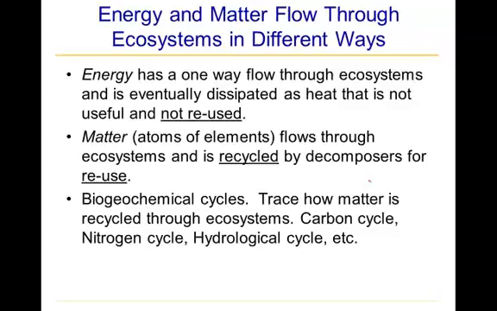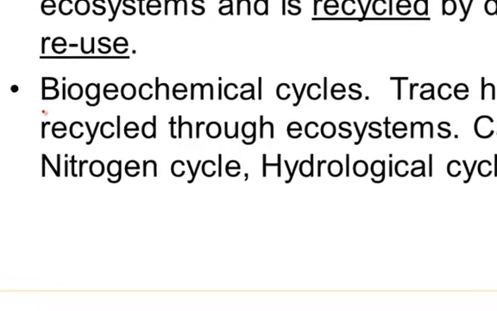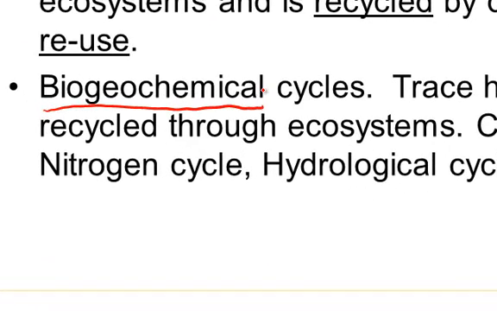Related to this idea of matter being recycled is the concept of biogeochemical cycles. That is a great word to use an etymological approach upon. Bio means life, geo means earth, and chemical means chemical. So biogeochemical cycles are cycles that take a particular element, for example nitrogen, and follow it through living things and through the earth. And so it traces how matter is recycled through ecosystems. There exists a carbon cycle, a nitrogen cycle, a hydrological cycle, a phosphorus cycle, and many others.